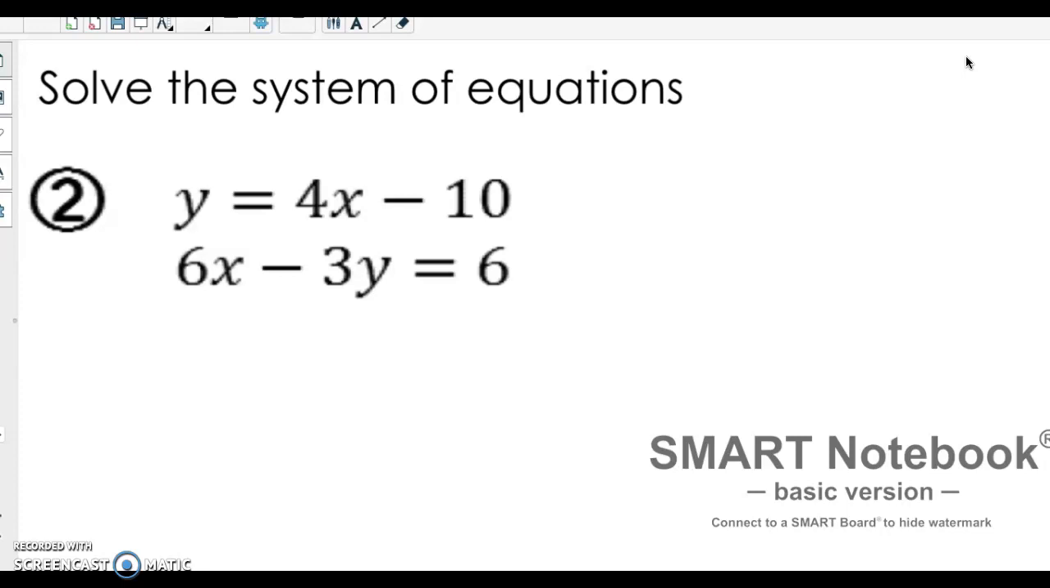The second equation in the system, 6x minus 3y equals 6. That equation is in standard form. So if we wanted to graph this by hand, we would have to rewrite it in slope-intercept form, which means to solve it for y first before we can do any graphing.